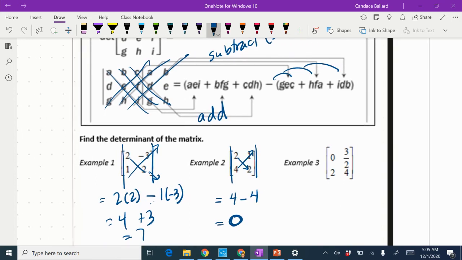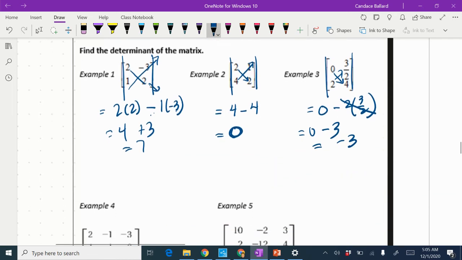In example 3, I'm going to put my determinant bars there. I'm going to multiply my down diagonal, which is 0 times 4, which is 0. And then I'm going to multiply my up diagonal. I think I'm going to show work on that one. So that would be 2 times 3 halves, which the 2's would cancel. So I end up with 0 minus 3, or just -3.